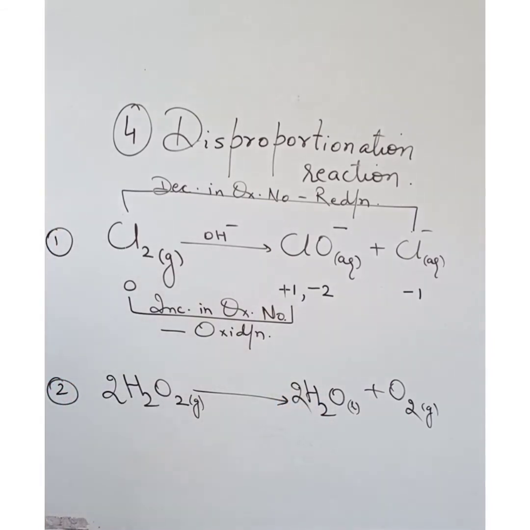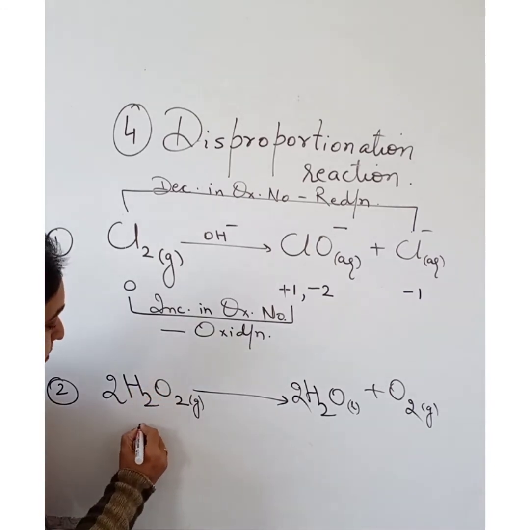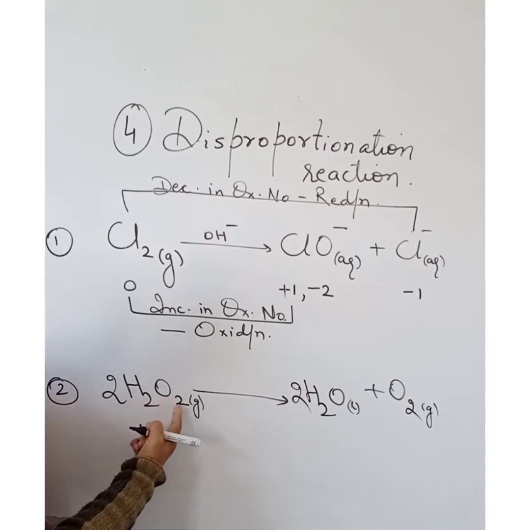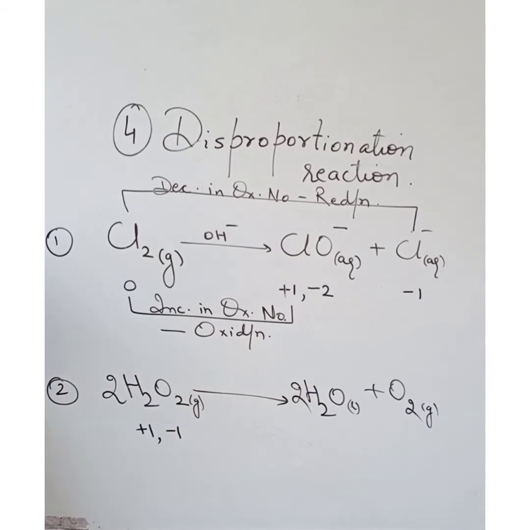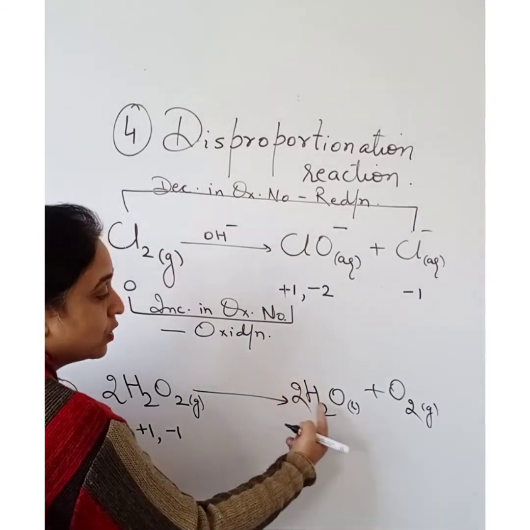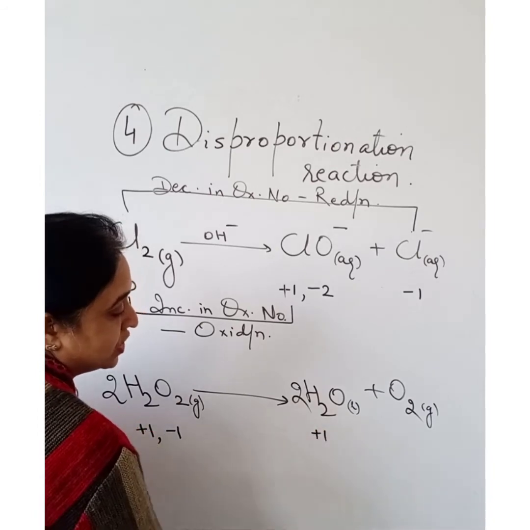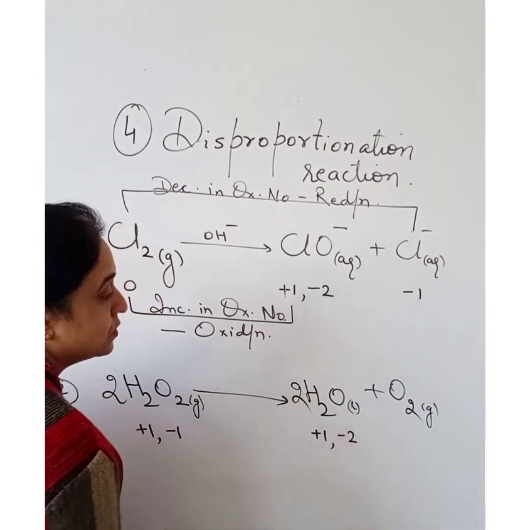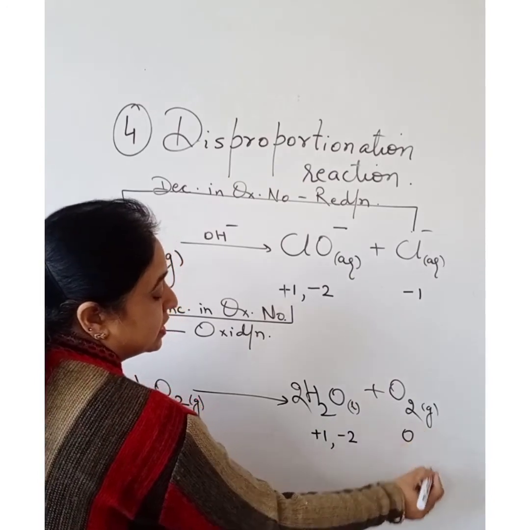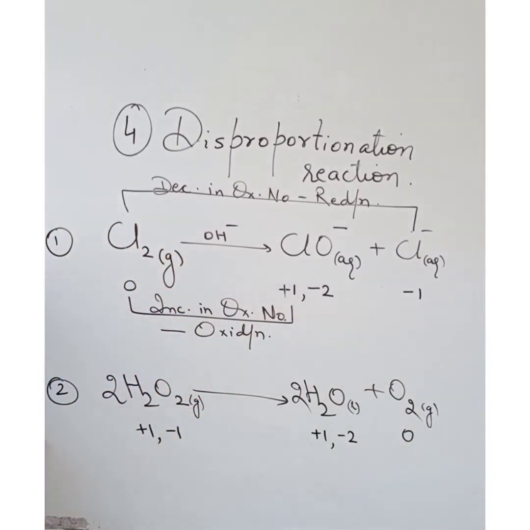Now, first of all, we will write down the oxidation number of all the elements involved in the reaction. Hydrogen is in +1 oxidation state. Since it is a peroxide, oxygen is having -1 oxidation state. You have to ignore the stoichiometric coefficient here. Hydrogen is in +1 oxidation state, oxygen is -2, and here oxygen is in free state, so oxidation number is 0. Now, two elements are involved in the reaction, hydrogen and oxygen.